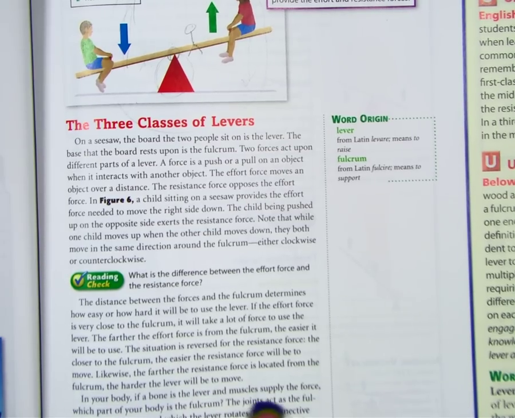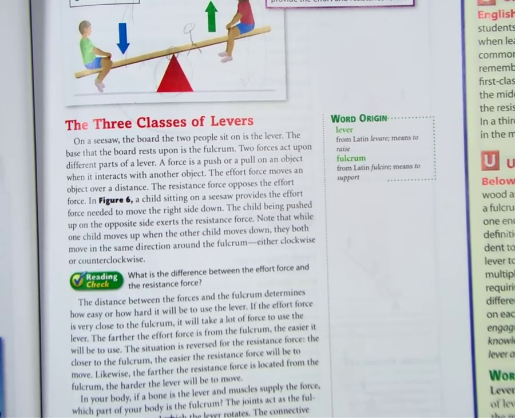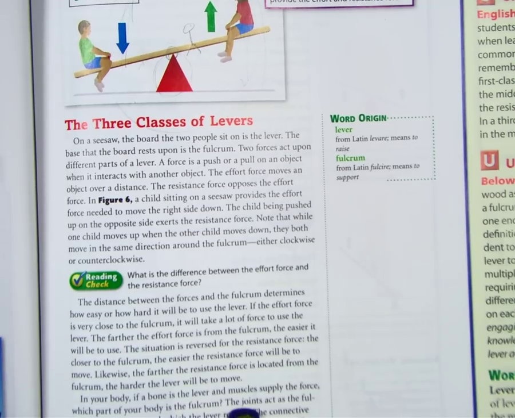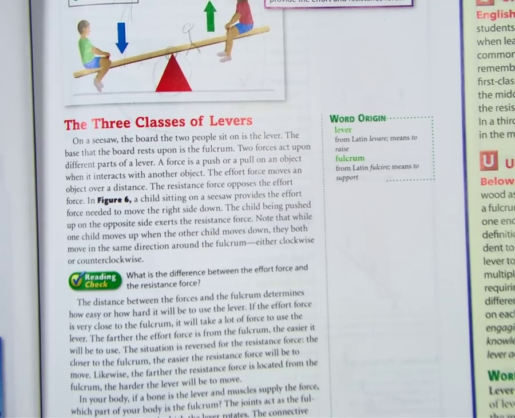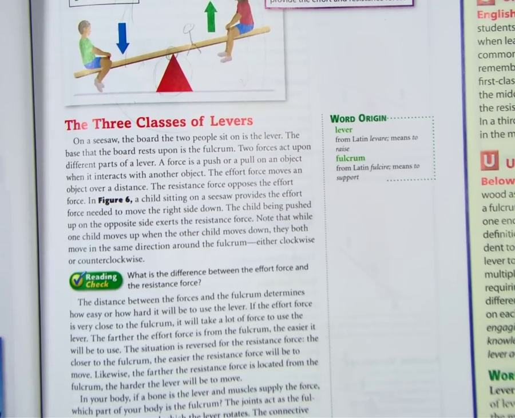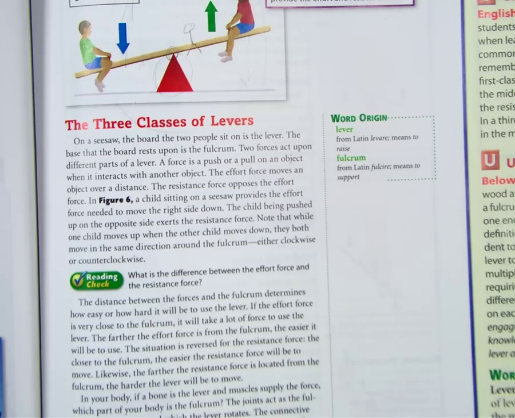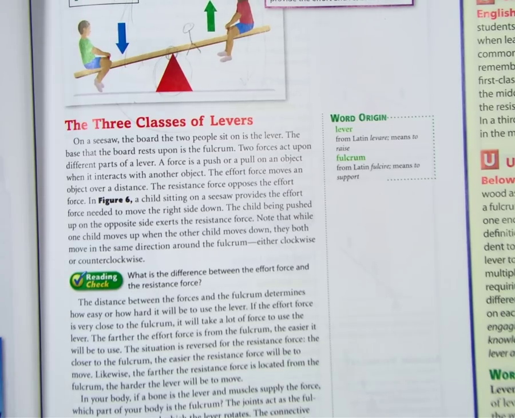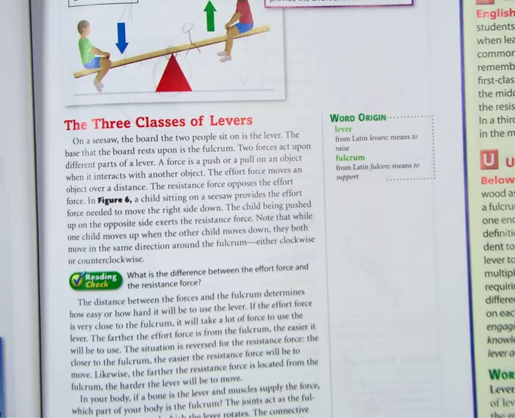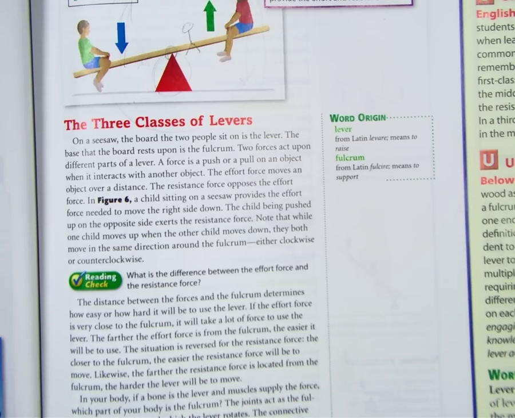If a bone is the lever and the muscles apply the force, which part of your body is the fulcrum? The joints act as the fulcrum, the point around which the lever rotates. The connective tissues transfer the force of locations from bones to bones or from bones to muscles. Okay? A seesaw is one of 3 different types of levers.